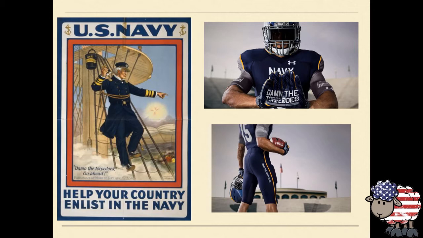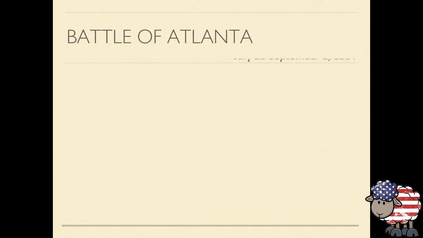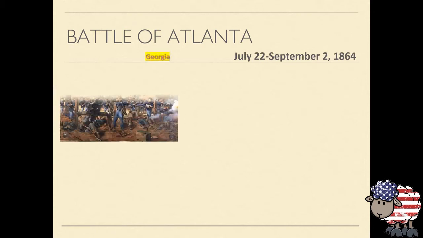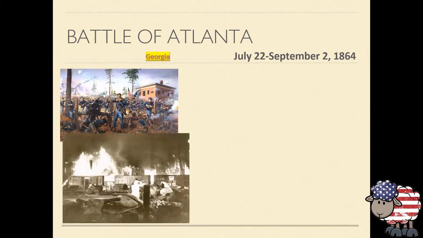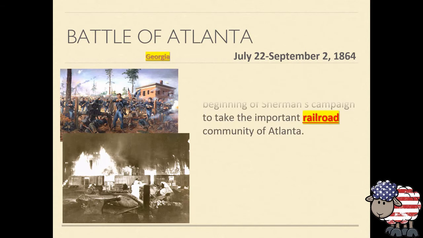Continuing on, Battle of Atlanta, 1864, in Georgia. It actually started on the outskirts of Atlanta on July 22nd, and it starts William Tecumseh Sherman's campaign to take the important railroad community of Atlanta.